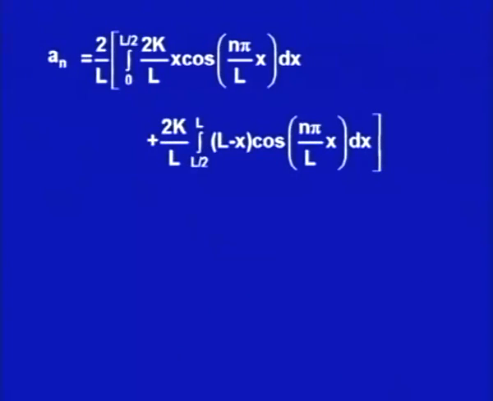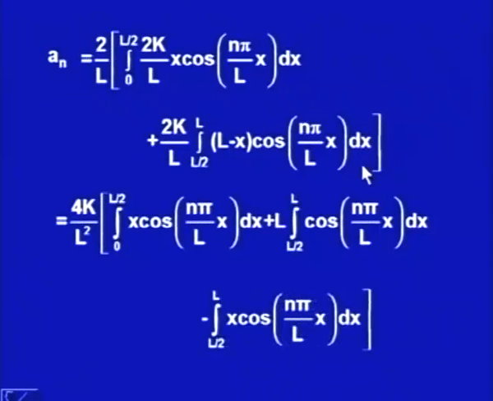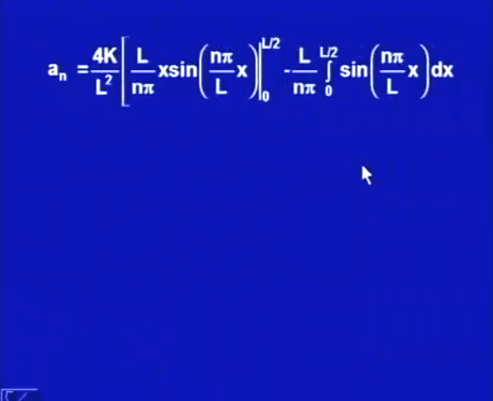Again we are integrating it by parts, because we do have an x times cos kind of function. We would get 4k by L square integral 0 to L by 2 of x cos n pi by L x dx plus integral L by 2 to L of L cos n pi x by L dx. That is, the integral of L times cos n pi x would be 0, and we are just getting a n as 4k by L square times L upon n pi x sin n pi over L x evaluated from 0 to L by 2, minus L upon n pi integral 0 to L by 2 sin n pi by L x dx.